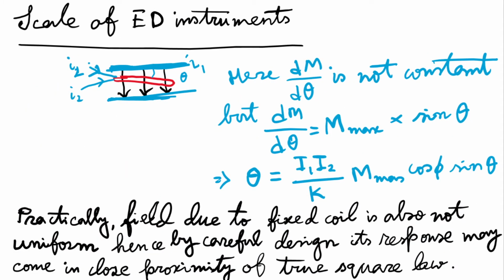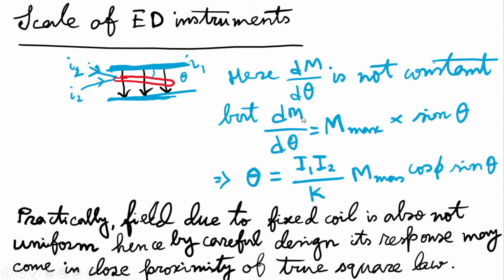If that is the case, then dM d theta is not always constant. To make that constant, we try to make it as uniform or as constant as possible. I have already told you that the fixed coils are connected in two equal halves, but even then it is not always made constant. So in that case, dM d theta will be taken as M max into sine theta.